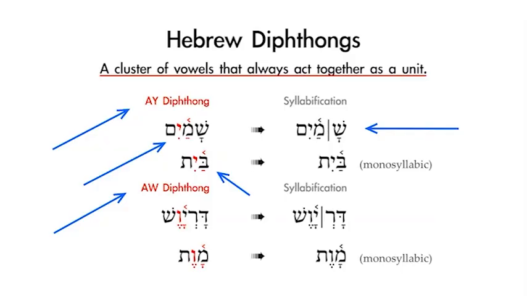In our second one, we have the AW diphthong. We have, for example, the last one here, maweth. Here we have the kametz and the waw and the segol. That accented unit is the AW diphthong. And if you look at the way in which they're syllabified over here, you can see that they're always an accented unit and appear together. Those are the two Hebrew diphthongs for now. You just need to realize what they are and how to syllabify them.